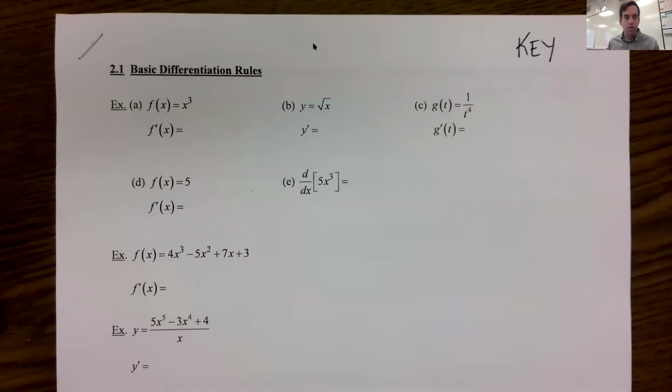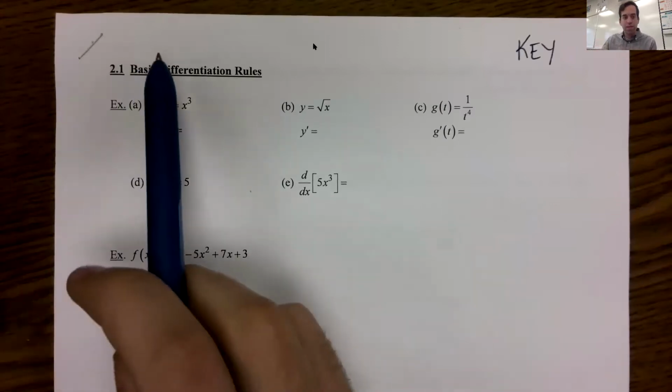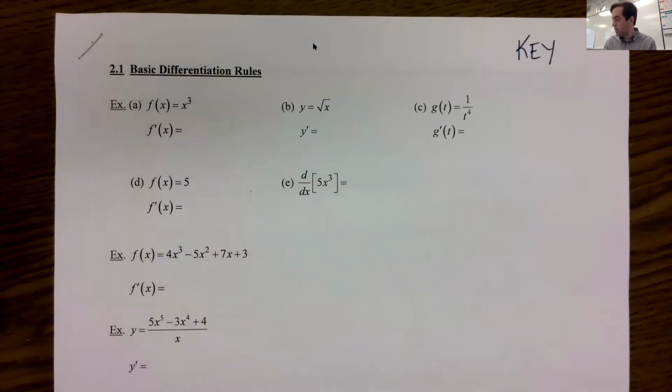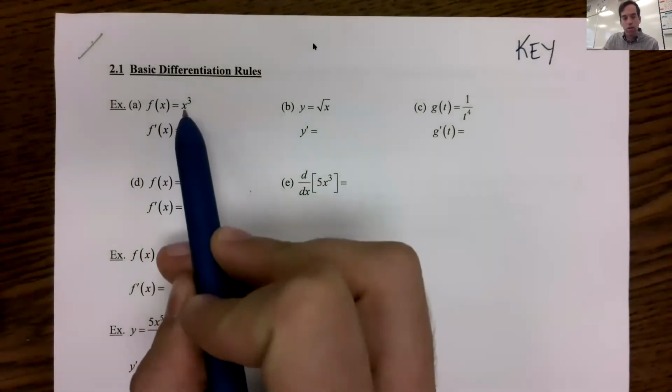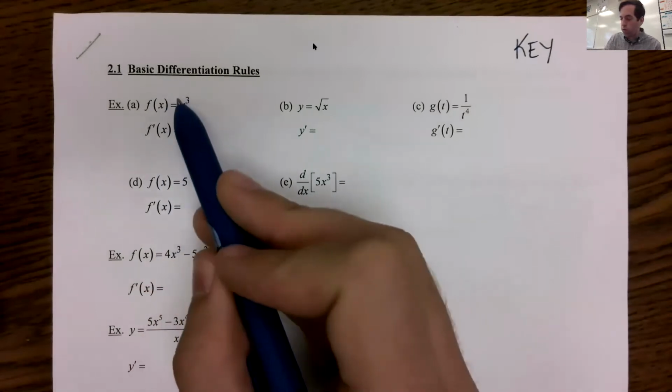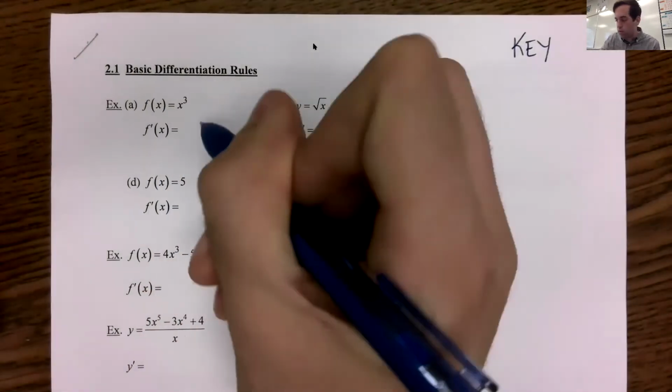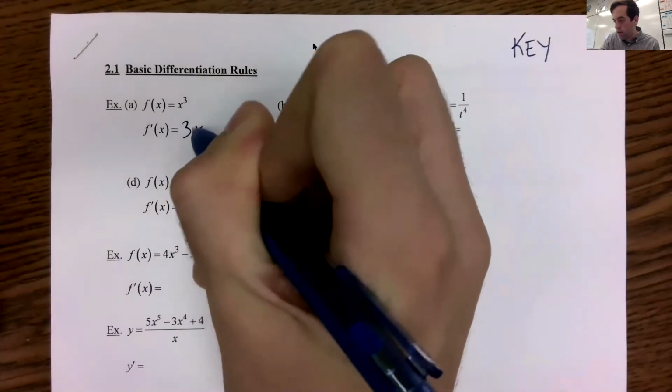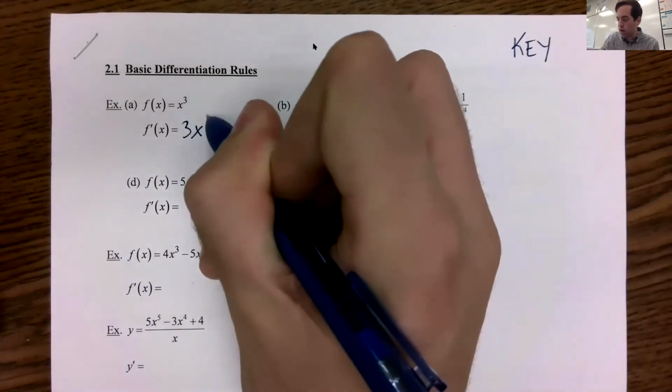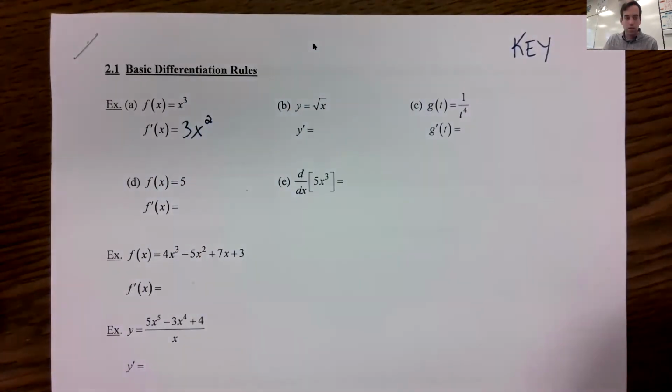All right, so here are our notes for 2.1. We're going to start off with hopefully some pretty simple derivatives. So the first function we have is f of x equals x cubed. And you need to remember your power rule, right? So you bring the 3 and you multiply it by the coefficient, which in this case was just a 1. So we bring a 3 in front and we take the exponent and we subtract 1. And that's our derivative, right?